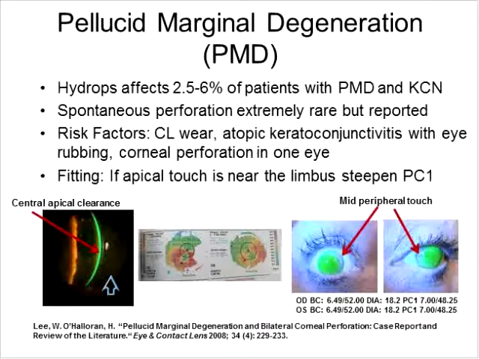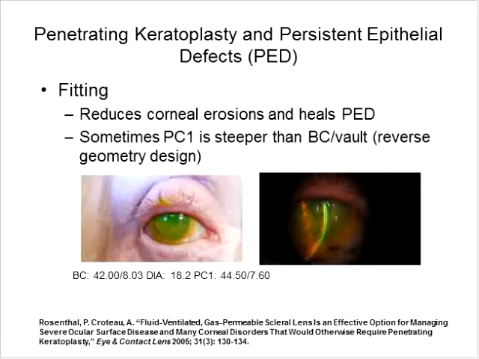So in this example, the central base curve vaults the cornea, and we have central apical clearance, but the mid-peripheral curve is too flat. By steepening the first peripheral curve, central clearance will be achieved.